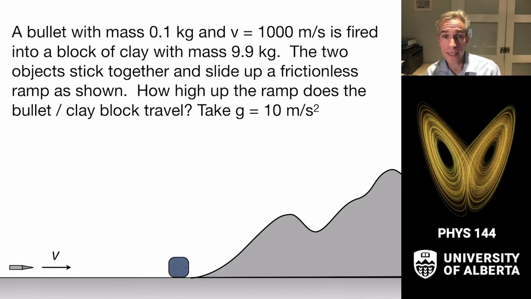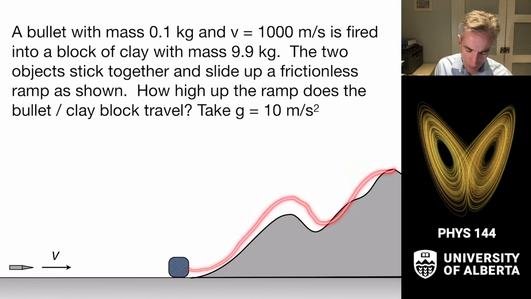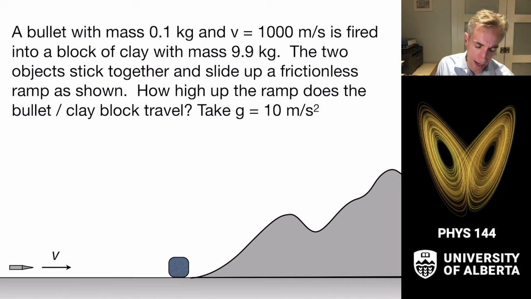So let's take an example of this. A bullet with a mass of 0.1 kilograms is moving along here at 1,000 meters per second. It's fired into a clay block with a mass of 9.9 kilograms. And it's going to slide up this ramp, and we want to find out how high up vertically it's going to travel, with g equal to 10 meters per second squared.